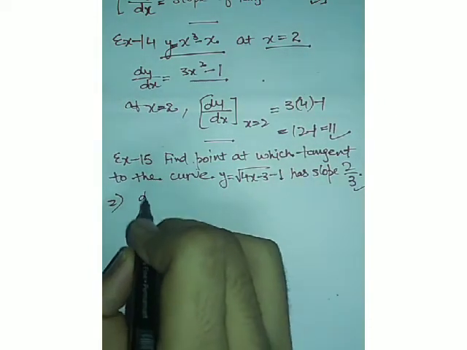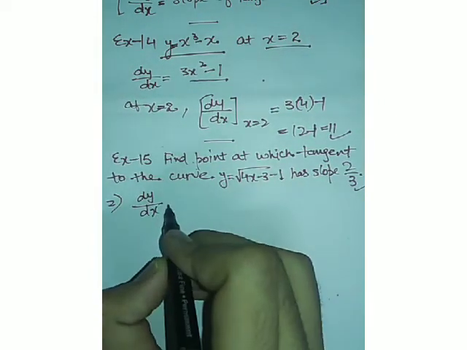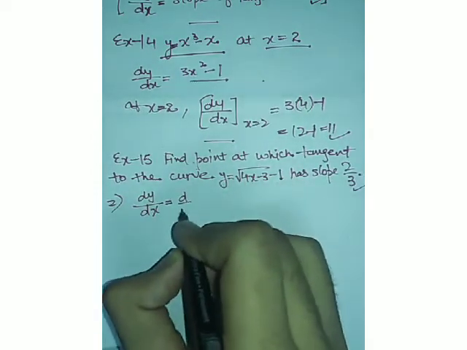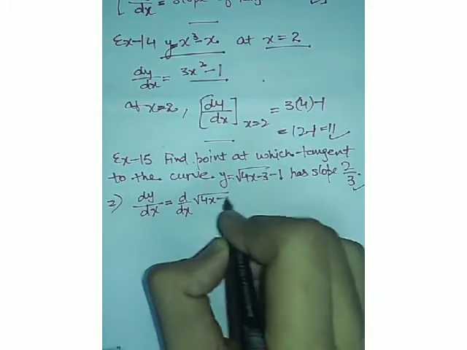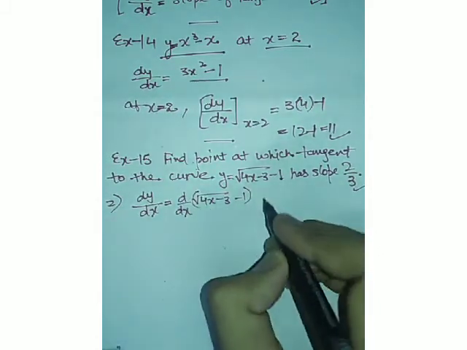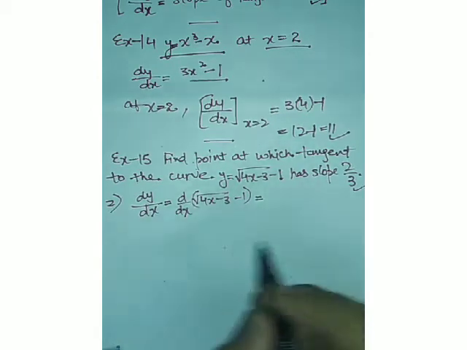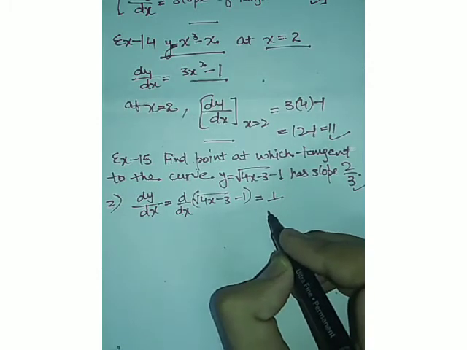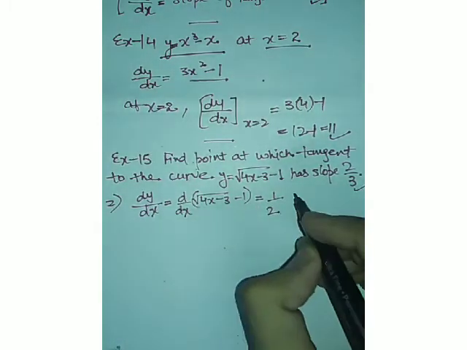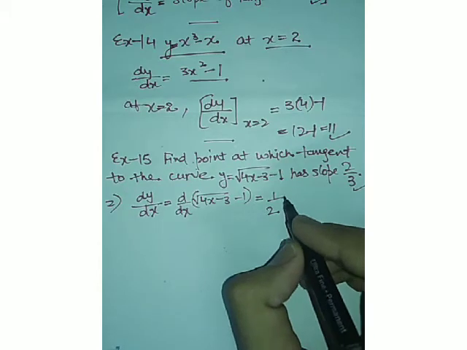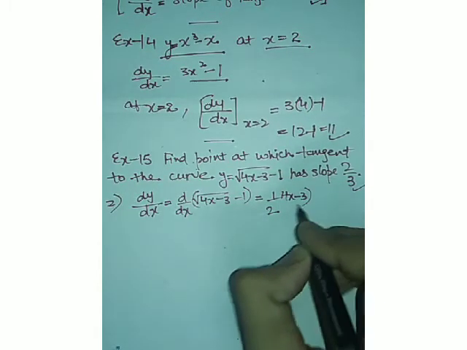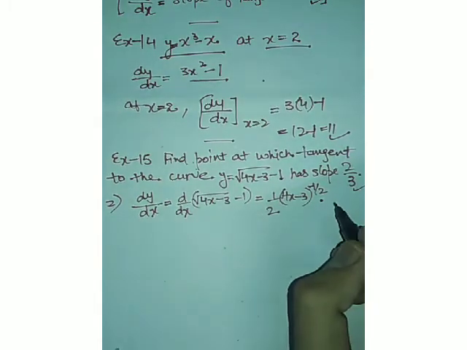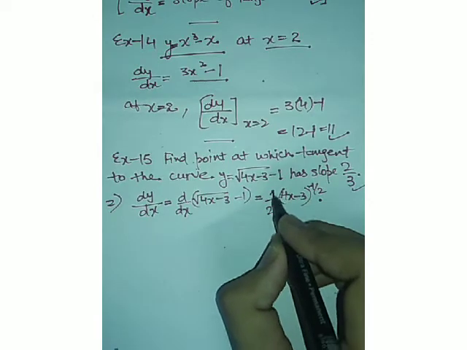Now we know that slope is equal to dy upon dx. Dy upon dx means we have to differentiate this thing. It means we have to differentiate root of 4x minus 3, minus 1, with respect to x. Now the differentiation of minus 1 will be 0. So the differentiation of root 4x minus 3 will be 1 upon 2, because root is power 1 by 2. 1 by 2 will be before 4x minus 3, and the power of 4x minus 3 will become minus 1 by 2. It's the simple concept of differentiation that we have already discussed in the previous videos.